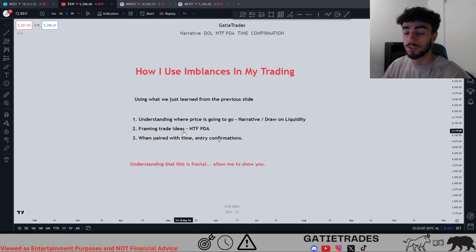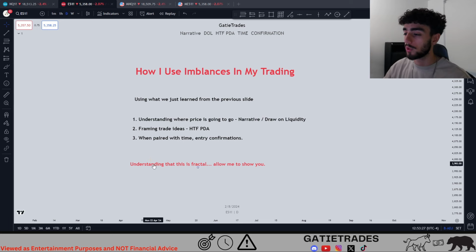Framing trade ideas is the second way imbalances help me. So which part of my model does that help me with? It's higher time frame PD array, which is what I frame my trades off of. And then finally, when paired with time, of course, because not every imbalance is formed equal, entry confirmation. So time and confirmation kind of play a role together, and I use imbalances in those.